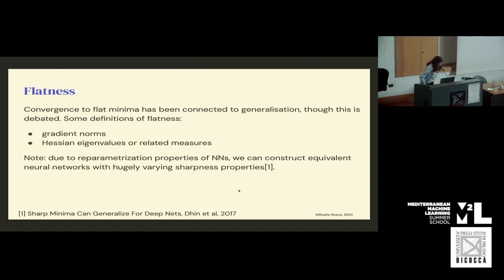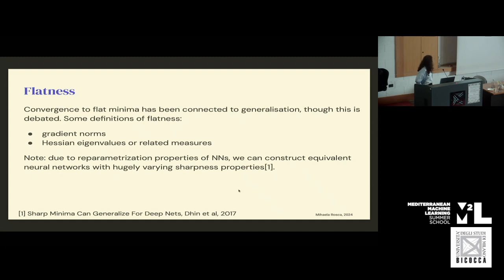So another concept that is worth mentioning, even though it's a bit controversial, is flatness. It seems that in deep learning, we often converge to flat minima, and that has been connected to generalization. You can define flatness in various ways, around gradient norms, a lot of measures around Hessian eigenvalues and the general eigenspectrum of the Hessian. We're already starting to see a little bit of a trend here, how this quantity around the Hessian seems to appear a lot.